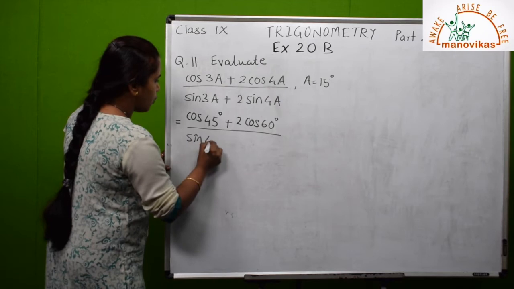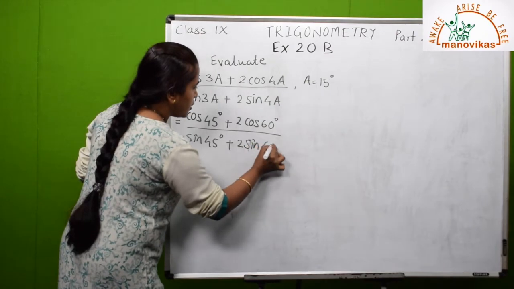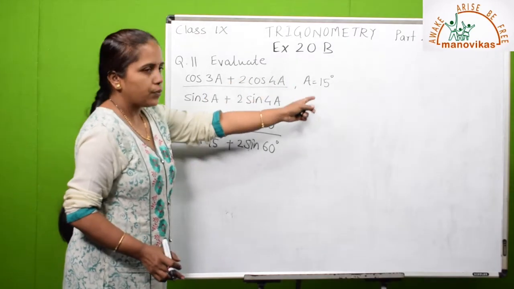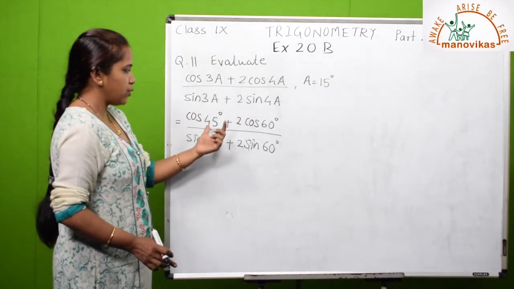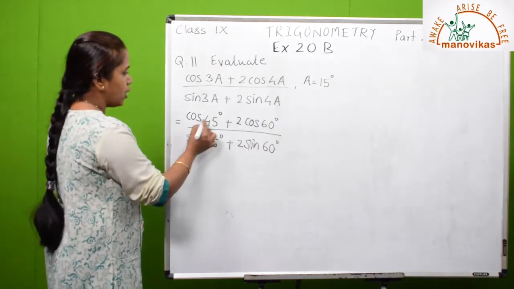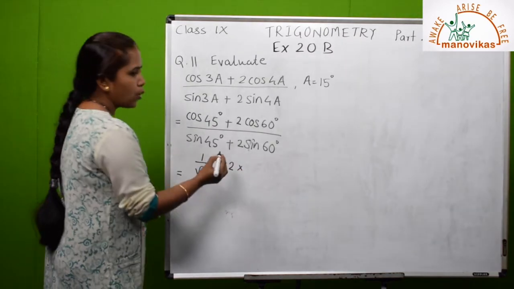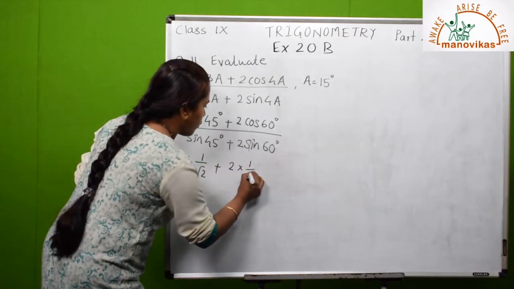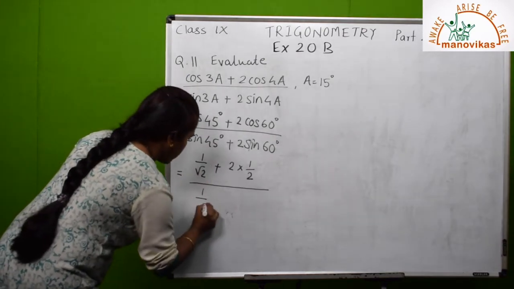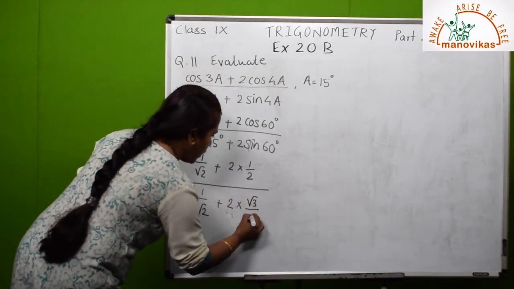Again sin 45 degrees plus 2 sin 60 degrees. We substitute A as 15 degrees, so we got the 3A value as 45 degrees and the 4A value as 60 degrees. Now substitute the values. Cos 45 is 1 upon root 2 plus 2 into cos 60 value, which is half, divided by sin 45, which is 1 upon root 2, plus 2 into sin 60, which is root 3 by 2.